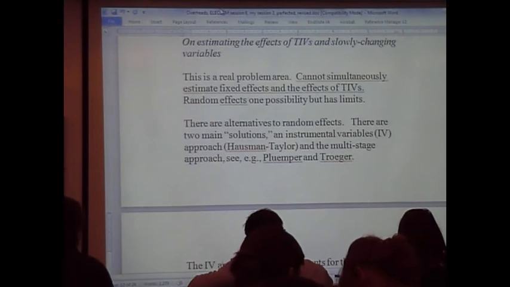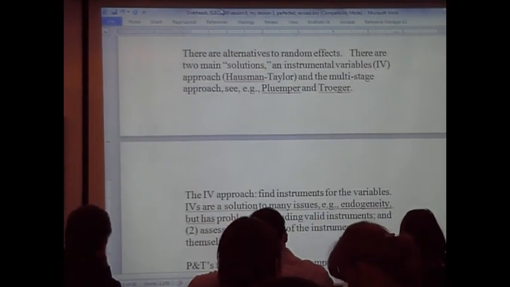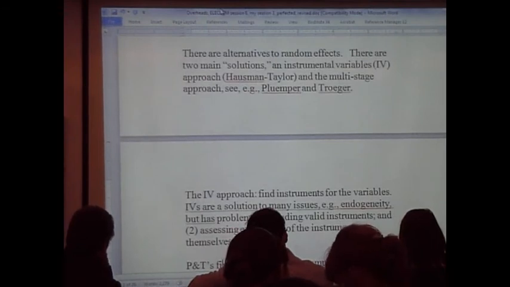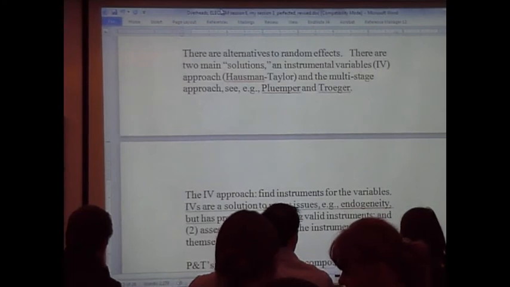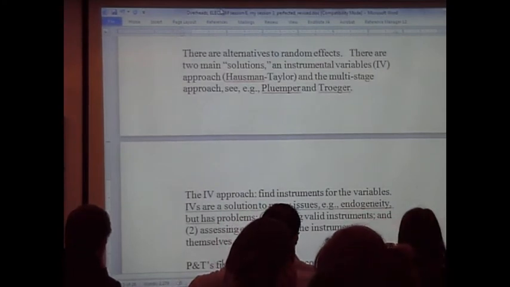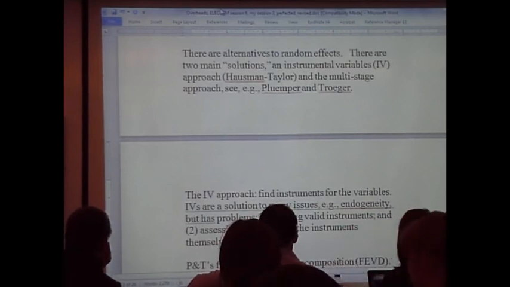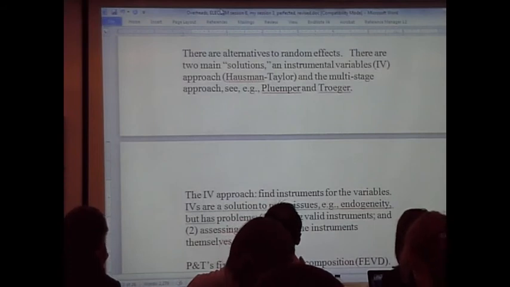We've already discussed that. Now, there are some alternatives to random effects, and one is an instrumental variable approach, which is associated with Hausman. It's a pretty popular name in this area. You have probably come across this name. There's a Hausman test on comparing whether fixed effects or random effects are the right estimation approach. There's also this multi-stage approach, which is associated with some political scientists, Pluemper and Troeger, right?